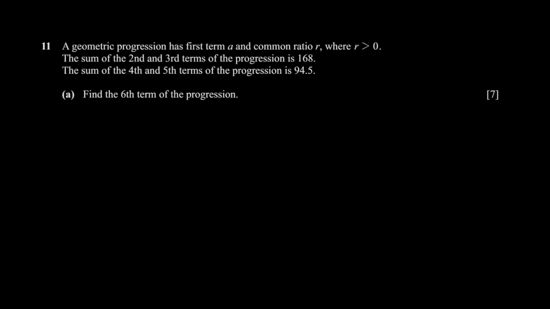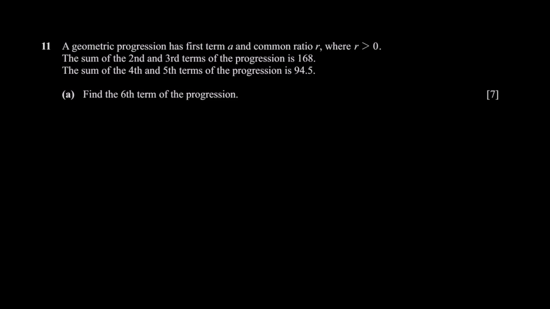Right then, question 11 here. So a geometric progression has first term a and a common ratio r, where r is positive. The sum of the second and the third terms of the progression is 168, and the sum of the fourth and the fifth terms of the progression is 94.5. Find the sixth term of the progression.